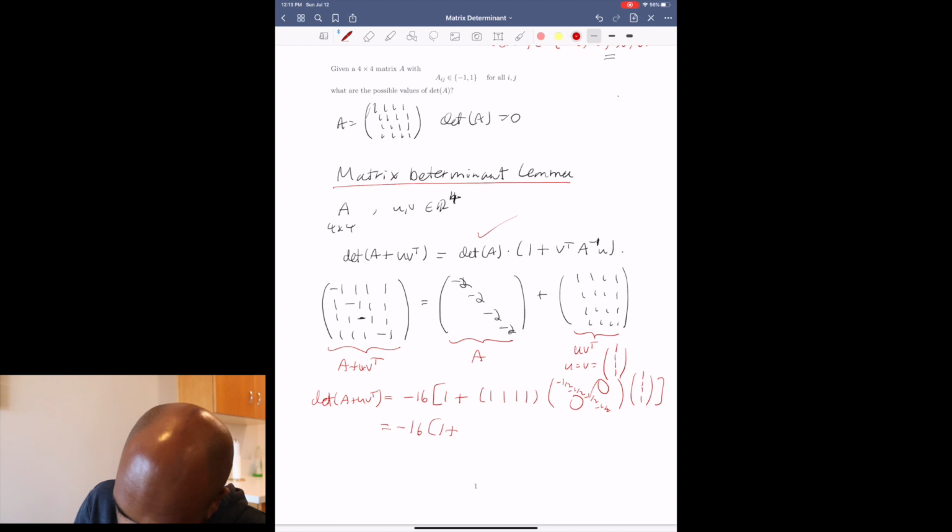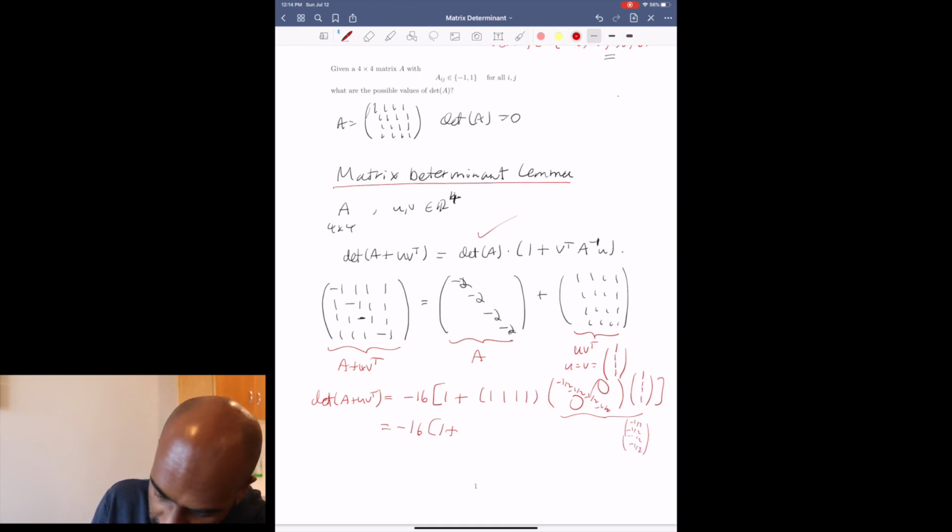So here we'll get the vector with all negative halves as entries in one large column vector, and we're multiplying by this, so we're going to add up all the entries, we'll get negative 2, which gives us a total of 16. And I should double check here, so actually determinant of A is 16, not negative 16, so this turns out to be negative 16. Okay, so we can actually achieve negative 16.